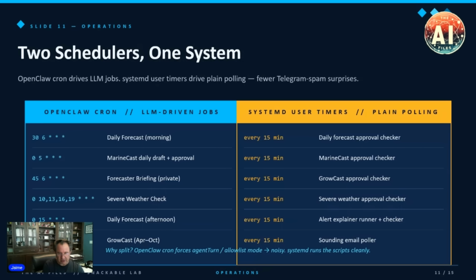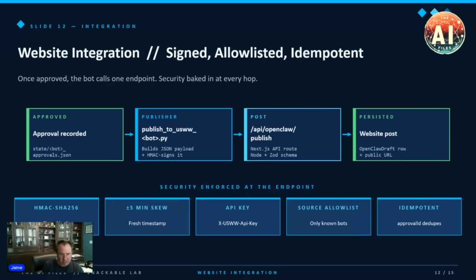So these are the jobs. And again, you can see we've got cron jobs. These are tied to the LLM. The thing that's actually really running this is the systemd user timers. These get polled every 15 minutes to check, hey, did someone approve a daily forecast, a marine forecast? Or was there someone that sent in, hey, here's my sounding, go analyze this. So these are running every 15 minutes versus the OpenClaw cron jobs, which get passed over from the systemd ones.